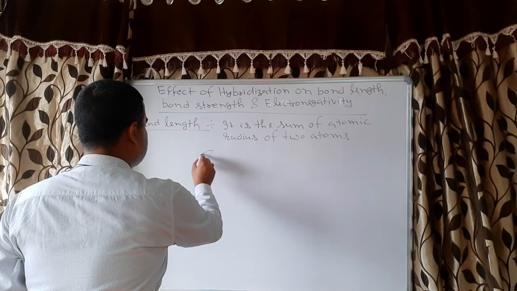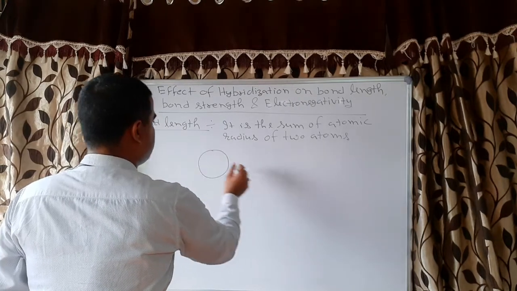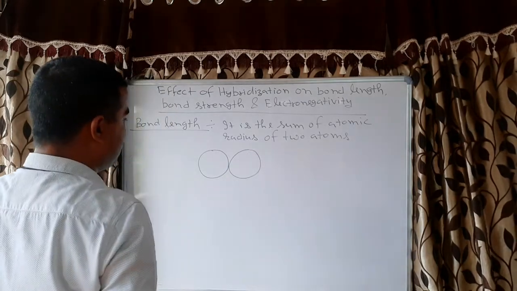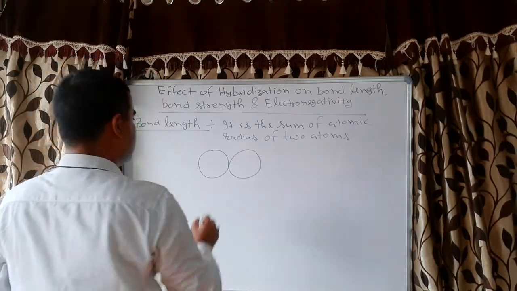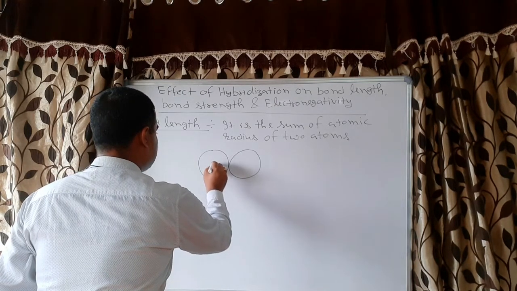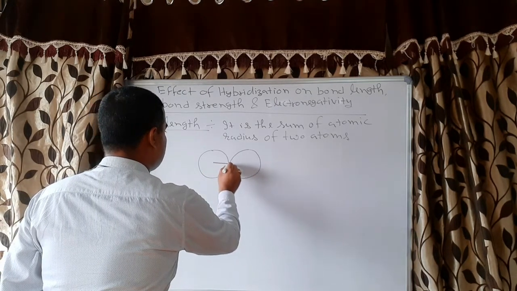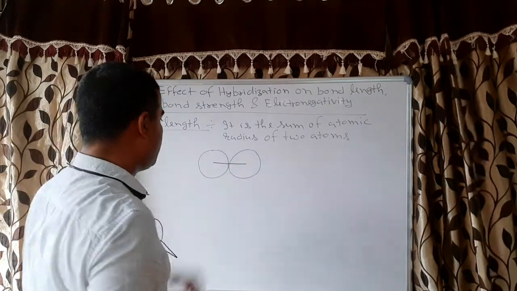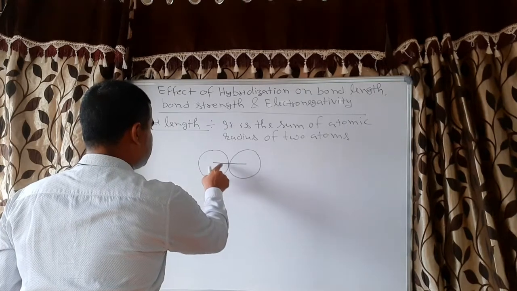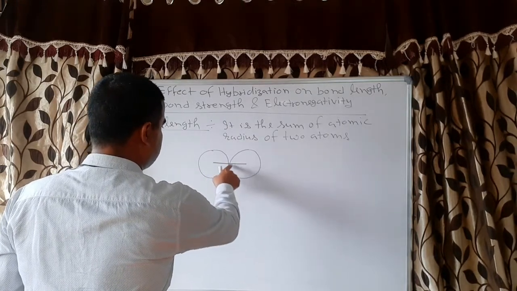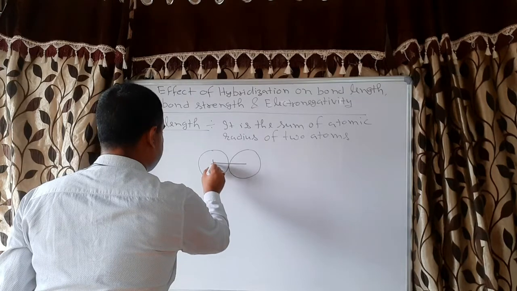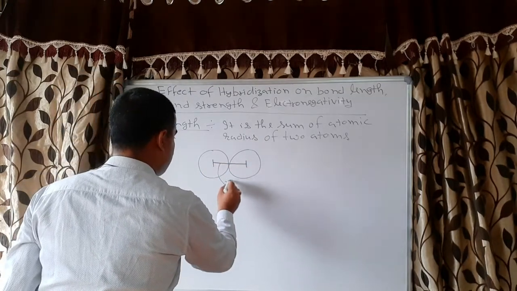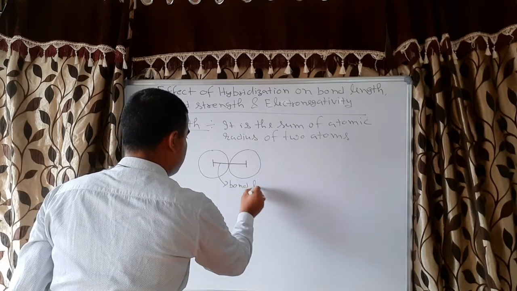Suppose this is one atom and this is another atom. When they form the bond, it will form from the center of one atom to the center of the other atom. So this will be the radius for this atom and this will be the radius for this atom. So from here to here, that will be called the bond length.